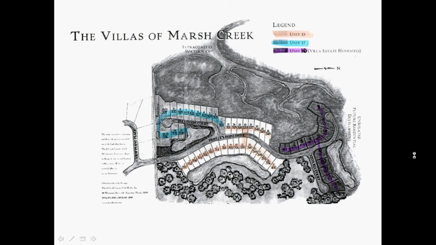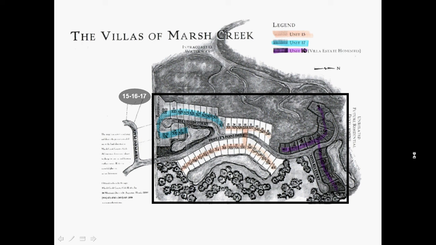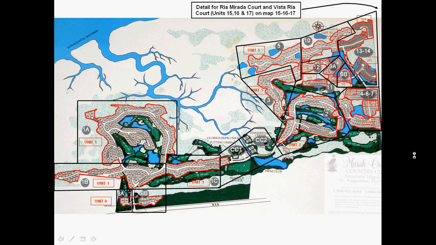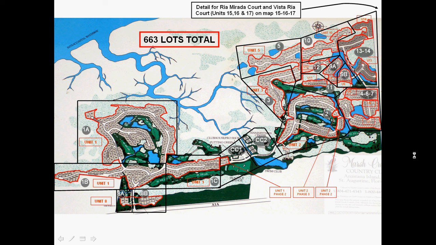The villas were not included in the main map. They are described in one engineering map and comprise units 15, 16, and 17, as shown here on the main map. In addition, there were several home sites added after the major development, for a total of 663 lots, all of which are built out with the exception of about 30 at the moment.